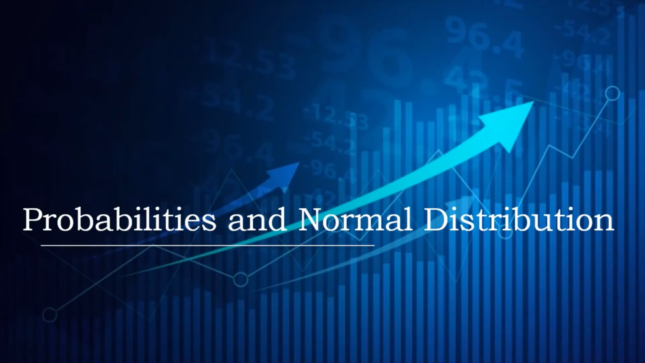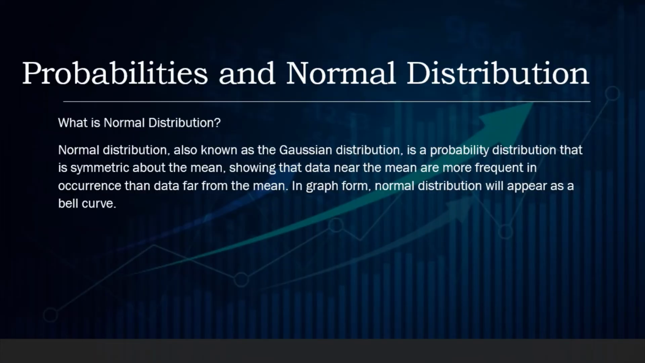Probabilities and normal distribution. What is normal distribution? Normal distribution, also known as the Gaussian distribution, is a probability distribution that is symmetric about the mean, showing that data near the mean are more frequent in occurrence than data far from the mean. In graph form, normal distribution will appear as a bell curve.